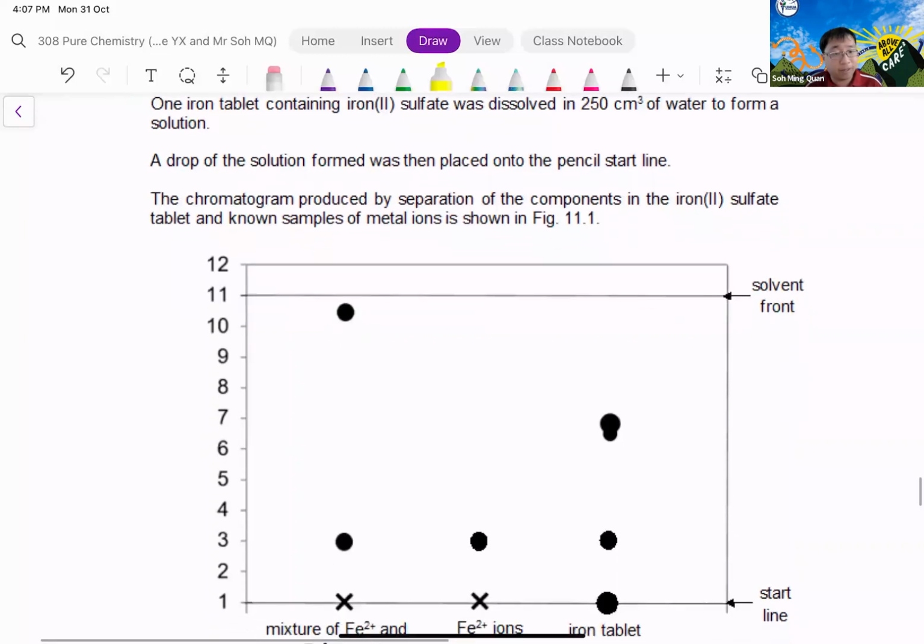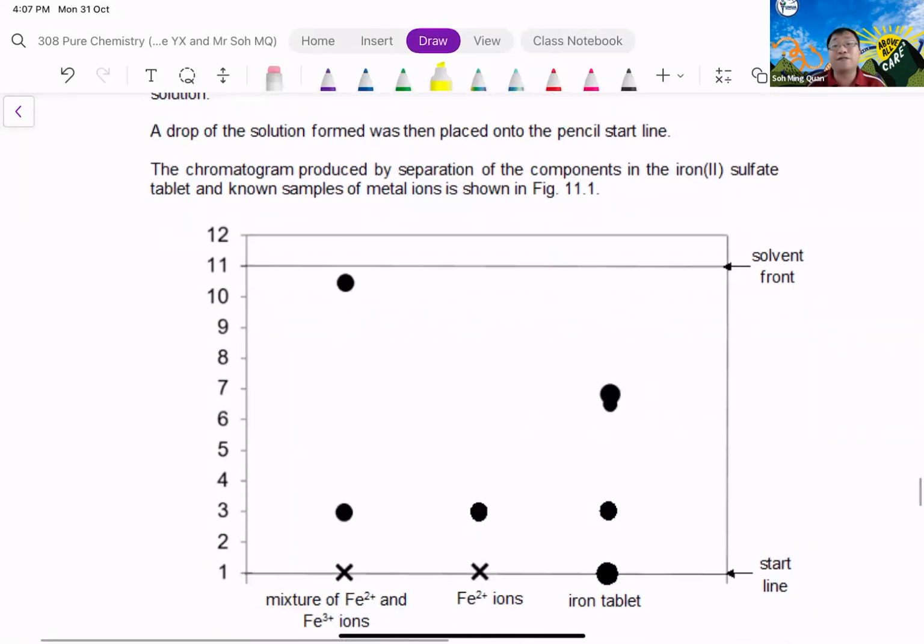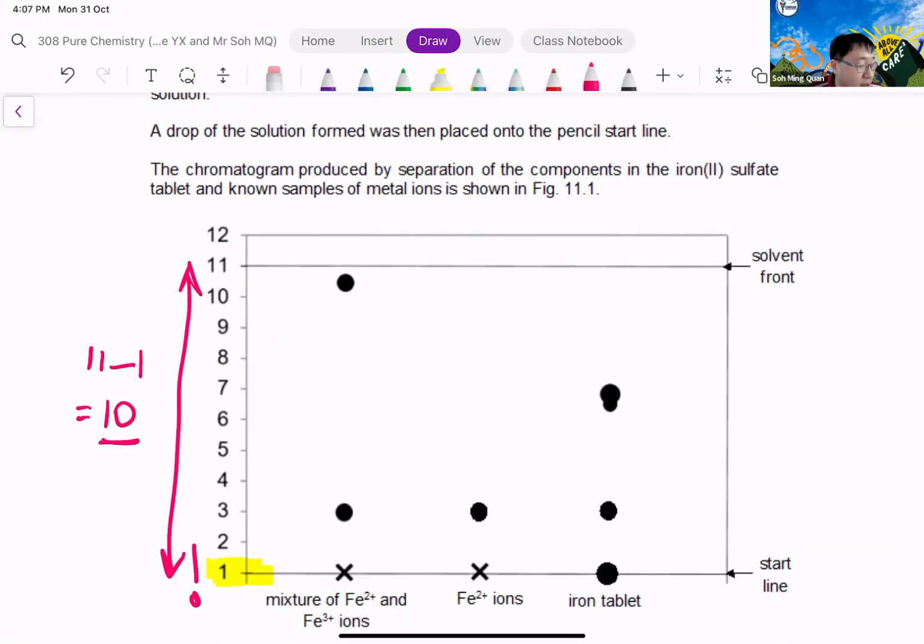I'm sure you know that. And this is where you all fell for the first trick. The starting line is not at 0. We mentioned this before, right? If the starting line is not at 0, this means that the distance traveled is not 11. The distance traveled is 11 minus 1, 10. So if you didn't even realize this first trick, you would have gotten the RF value wrong. Okay?